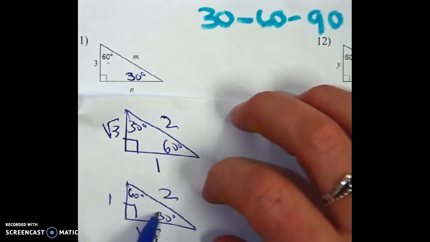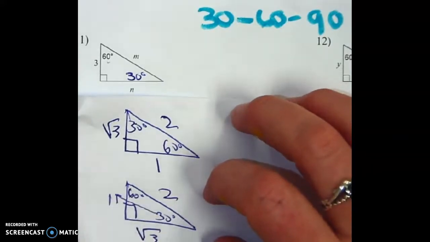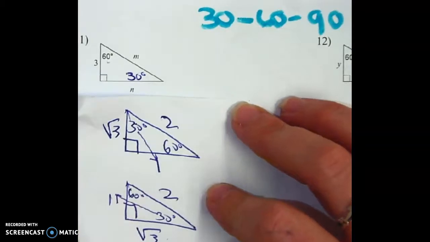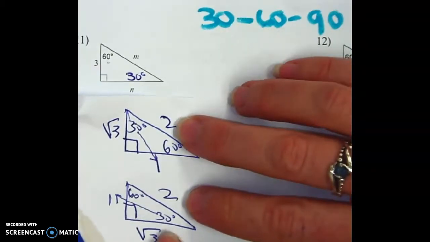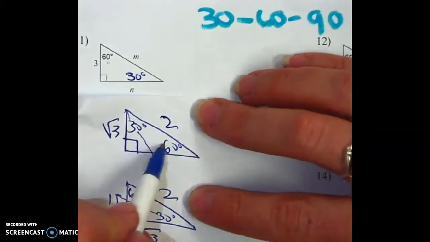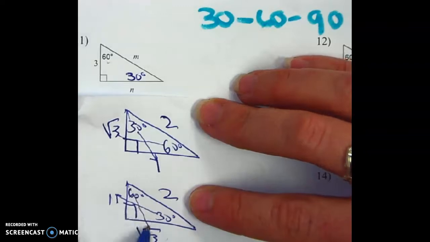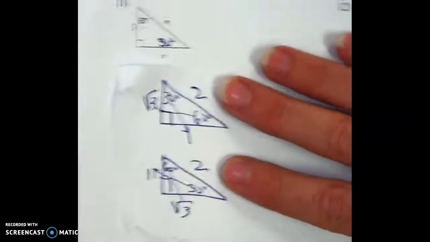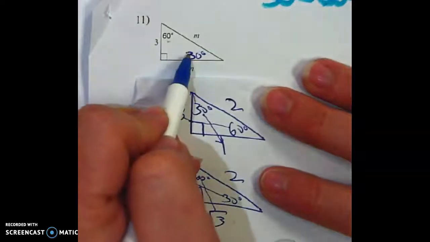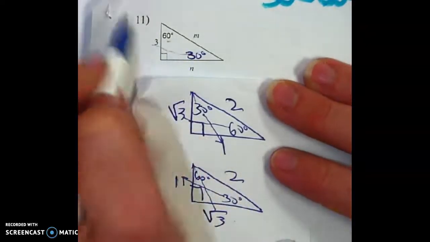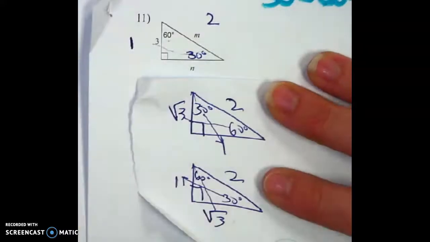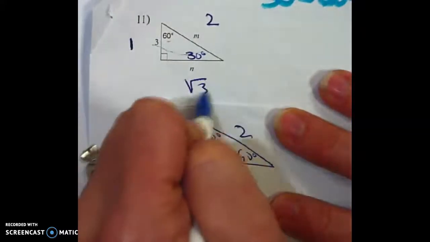If you look across from the 30, it's the 1. The long side is a 2. And whatever's across from the 60 is rad 3. So the way I memorize it is I always go to the 30 degrees. What's across from the 30 degrees? 1. What's the long side? 2. So that means this has to be rad 3.